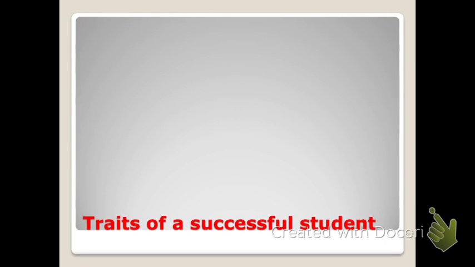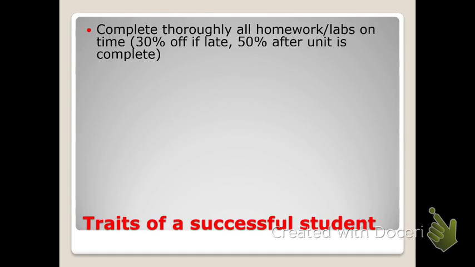So this slide is probably the most important slide. Here are the things that I've noticed when I've taught biology that successful students do, and this is how I support your student. Most successful students, if not all, are completing their homework on time, the labs and projects on time. Notice that if it's late, I take 30% off and start grading. After the unit is done, after the unit test, I take 50% off.